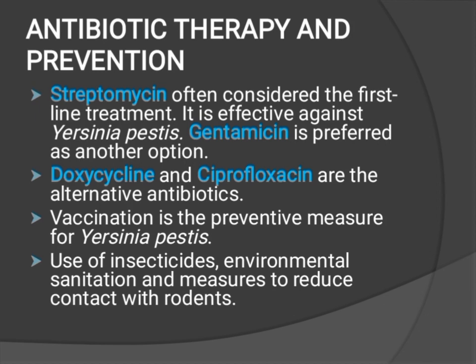Antibiotic therapy and prevention. Streptomycin is considered the first-line treatment. It is effective against Yersinia pestis. Gentamicin is preferred as another option. Doxycycline and ciprofloxacin are the alternative antibiotics for Yersinia pestis. Vaccination is a preventive measure for Yersinia pestis. Use of insecticides, environmental sanitization, and measures to reduce contact with rodents. These are all the preventive measures for Yersinia pestis.